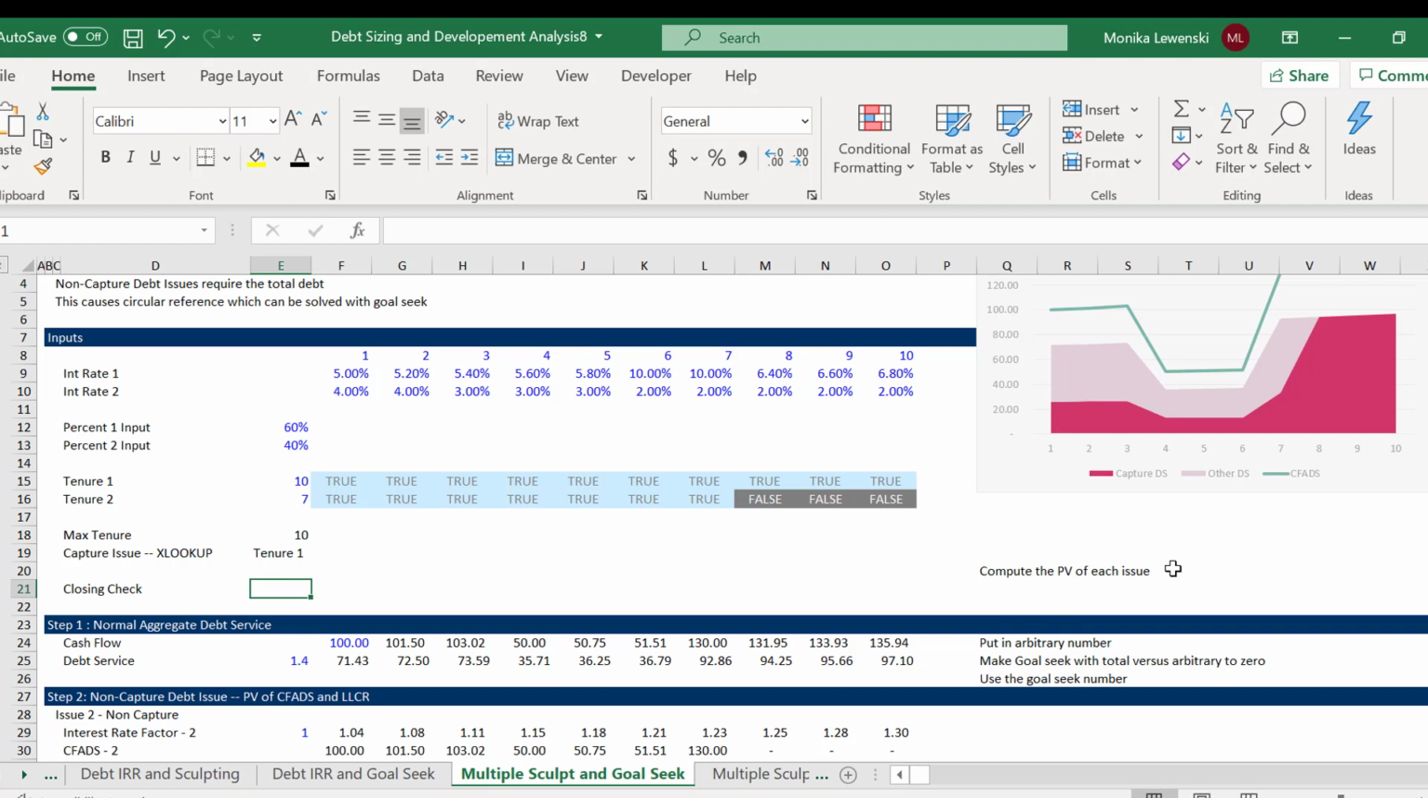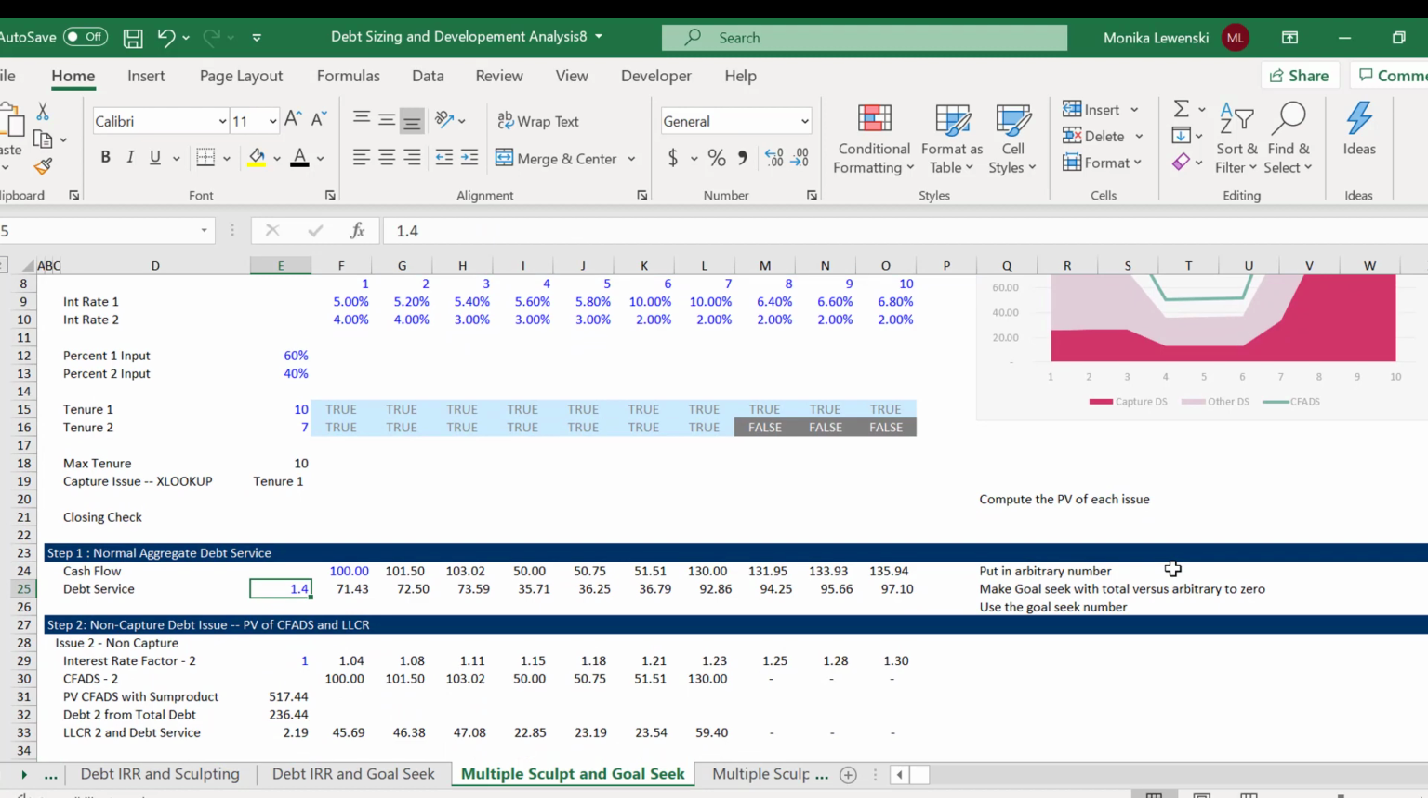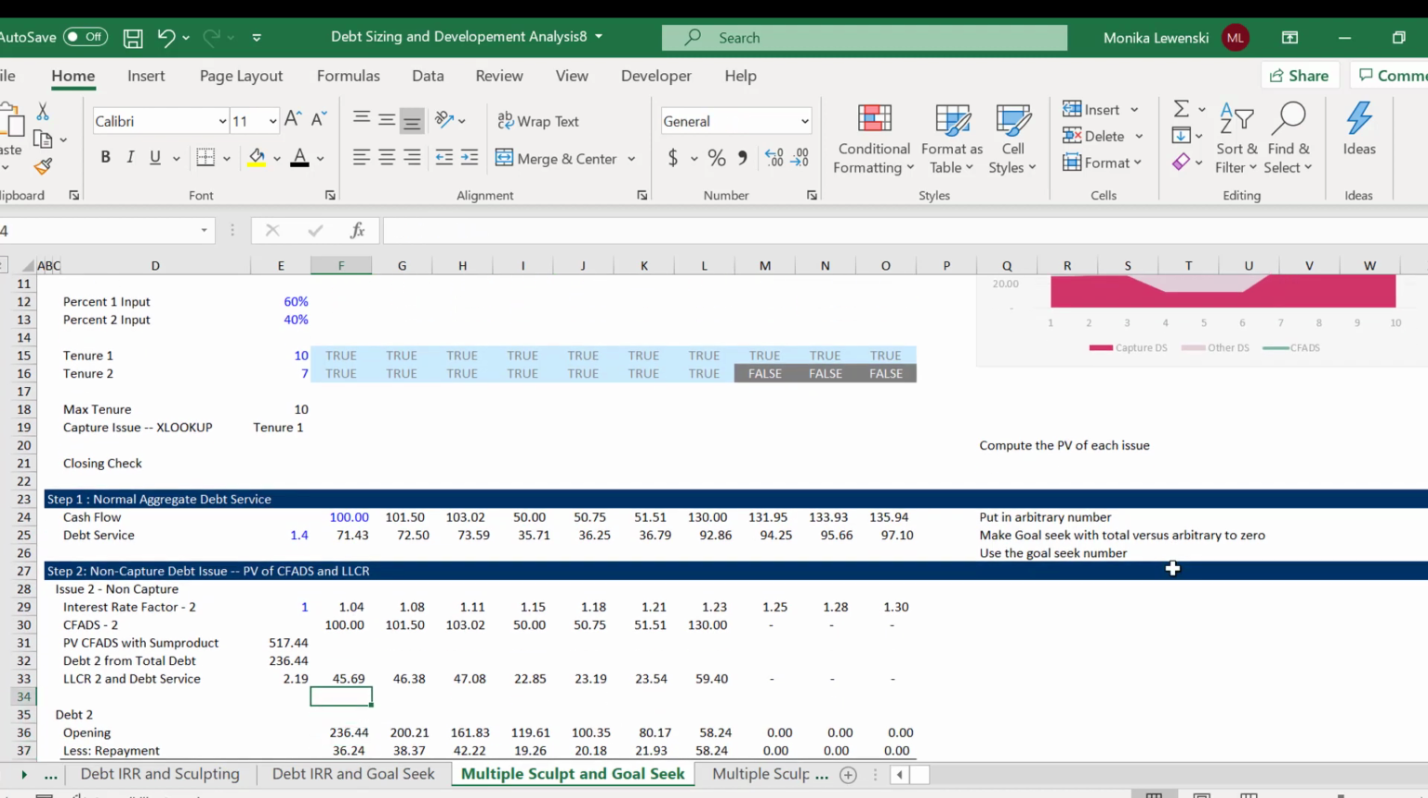I'll use XLOOKUP again for that. Okay. So we start with the same sort of thing. We start with an aggregate debt service coverage ratio, and as always, the debt service is simply the cash flow divided by the DSCR. And then we'll go through, we first go through the non-capture debt service, and this is just our normal kind of compound factor. And then we have our little flags here, okay, for the 7 and the 10.